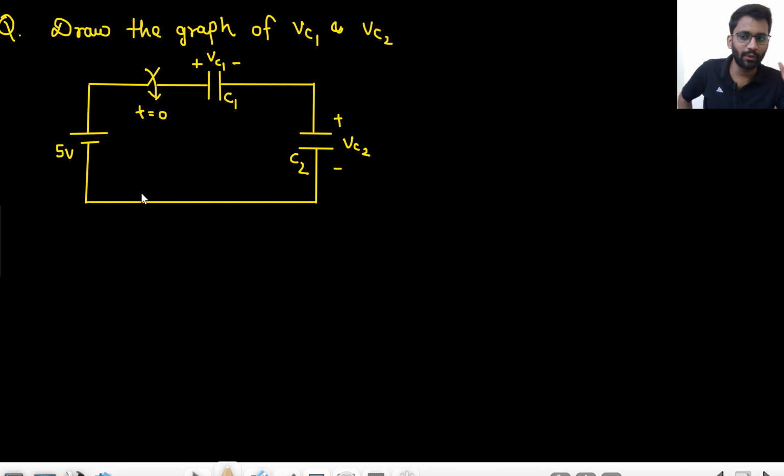C1 upon C1 plus C2 into 5, right? If you remember the basics, we just divided the potential, considering this has the impedance of 1 by j omega c2, and this has the impedance of 1 by j omega c1. So we just divided it in inverse proportion, right? But here we will see what is actually happening. So let's just make the circuit once again.